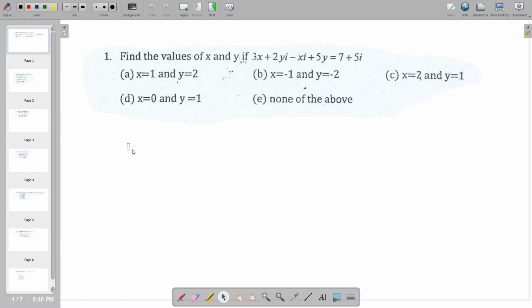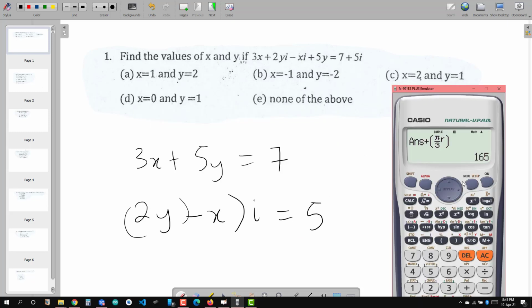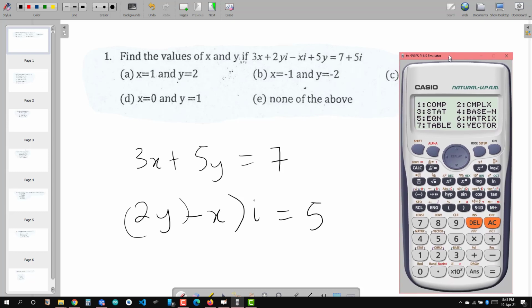So we know that our reals, 3x plus 5y, should be equal to the real side. It should be equal to 7. And 2y minus x, that is 2y minus xi, should be equal to 5, because that's the imaginary side. So we quickly use our calculator. I hope you know how to use your calculator to solve equations.